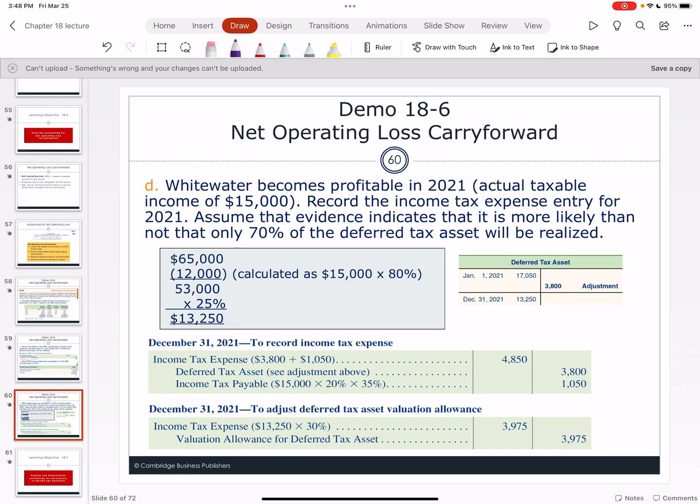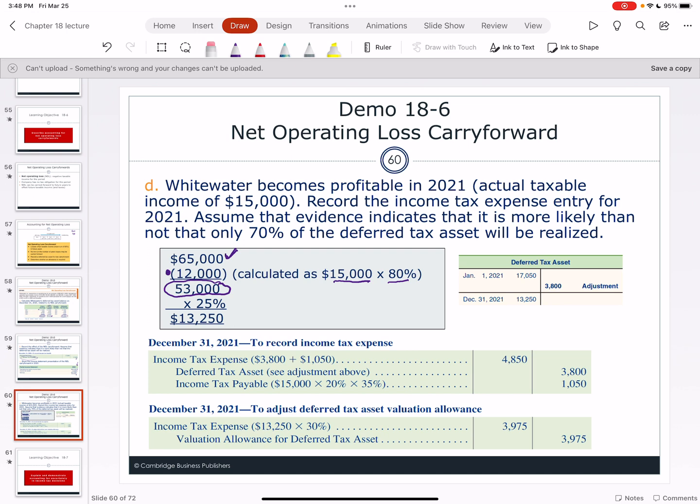So we start off with the 65,000, right? This is our NOL. Then we say, okay, we've made $15,000 this year. If I haircut that by 80%, that means I'm going to use $12,000 of that net operating loss. That leaves me $53,000 more to use in the future. That sounds like good news, except they've just said that we don't think we'll get it all. So we'll come back to that in a second.